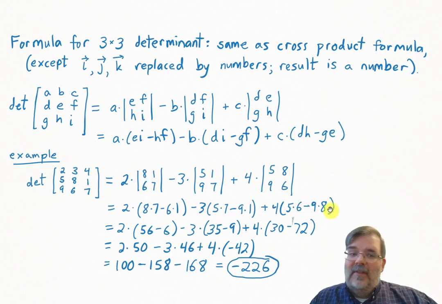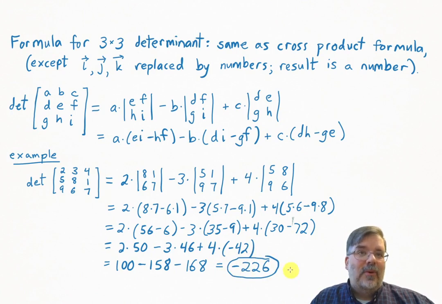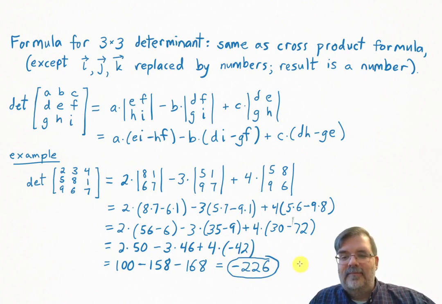And then we just have a lot of arithmetic to do. And in this case, the important thing is, since this determinant is not 0, this is guaranteed to have an inverse. Right? And if we were to calculate the inverse of this matrix, which we won't, but if we did, the denominators would all be negative 226 before reducing the fractions.